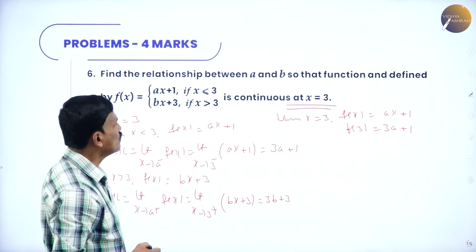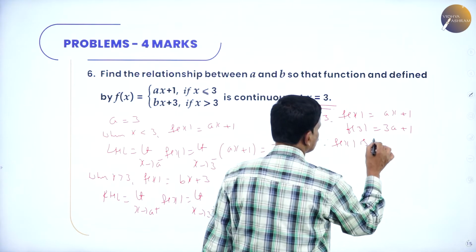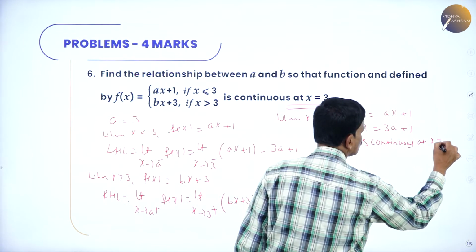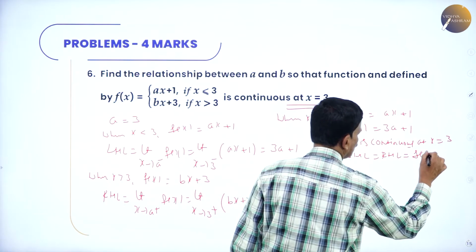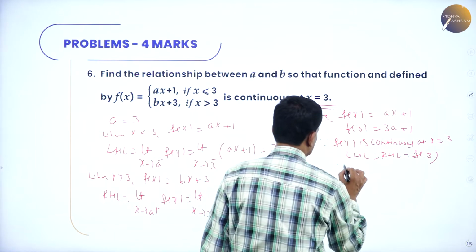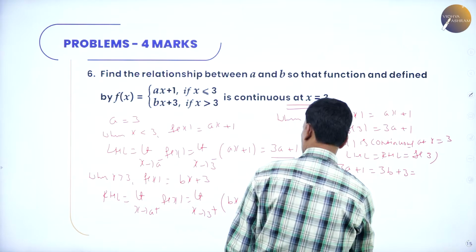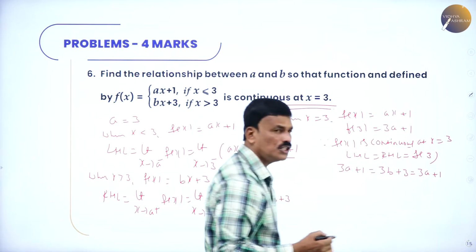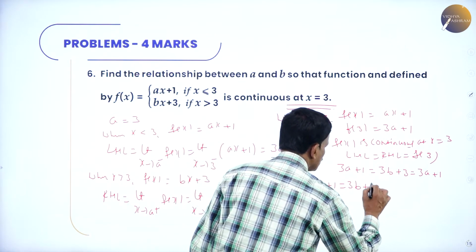What is given? Since f of x is continuous at x is equal to 3, therefore, left hand limit is equal to right hand limit is equal to functional value. What is the left hand limit? 3a plus 1. Right hand limit is 3b plus 3, which is equal to the functional value. The functional value is also equal to 3a plus 1. Now, equate these two. So 3a plus 1 is equal to 3b plus 3.